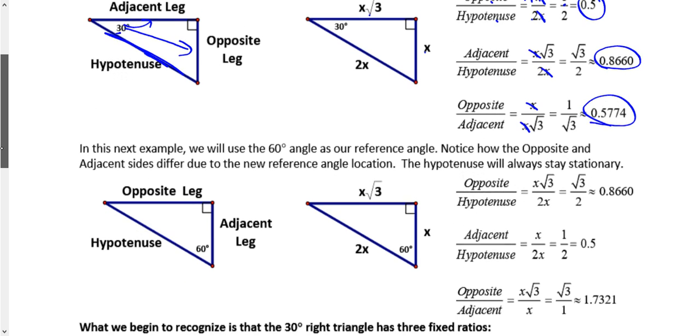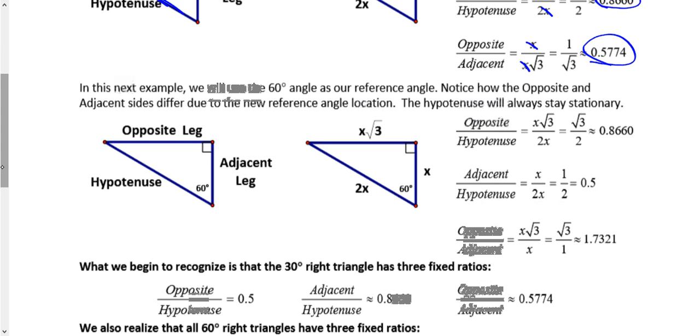Okay. Now let's go to the other angle. Different reference angle now. 30, 60, 90, but now we're looking at the 60. So now the opposite and adjacent are different, aren't they? Yep. Okay. But the hypotenuse is the same, isn't it? Okay. So now let's look at opposite over hypotenuse for the 60. So what's opposite the 60 now?